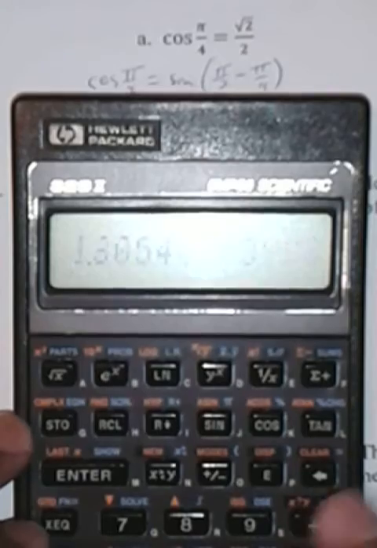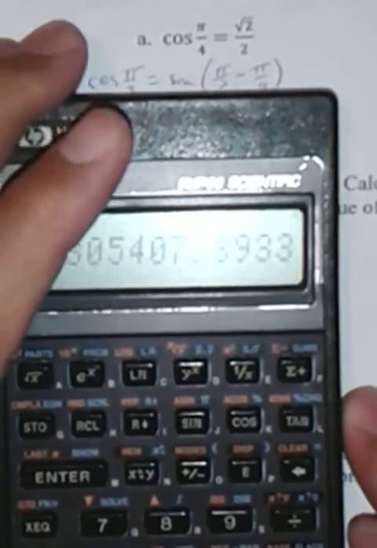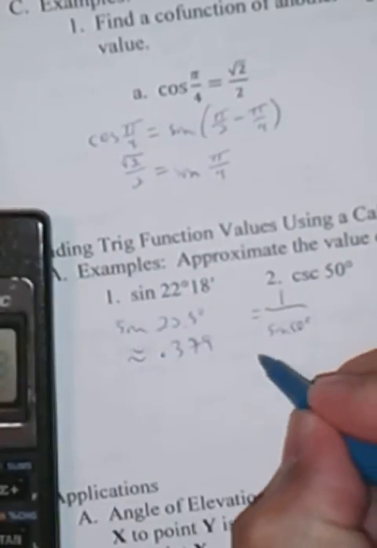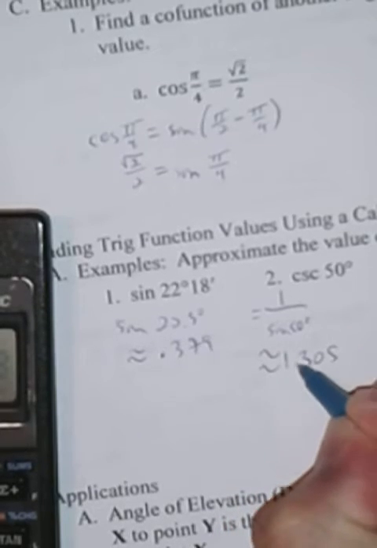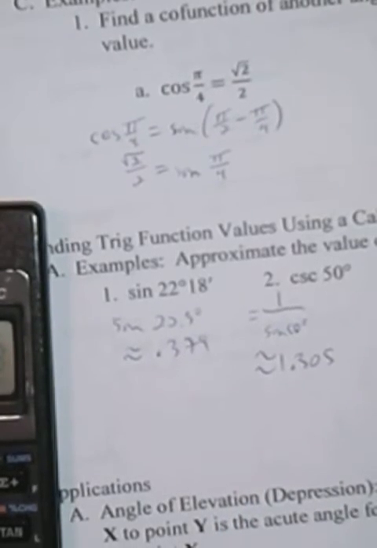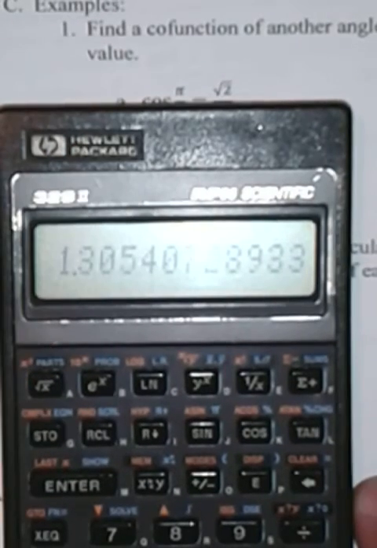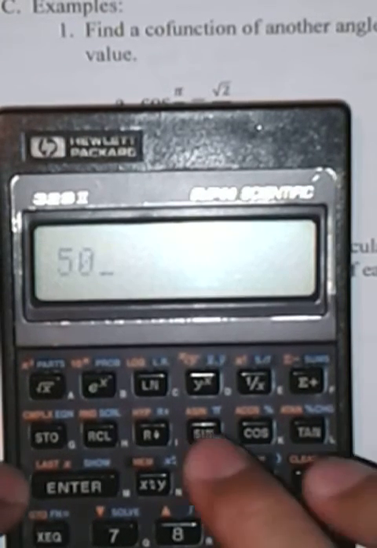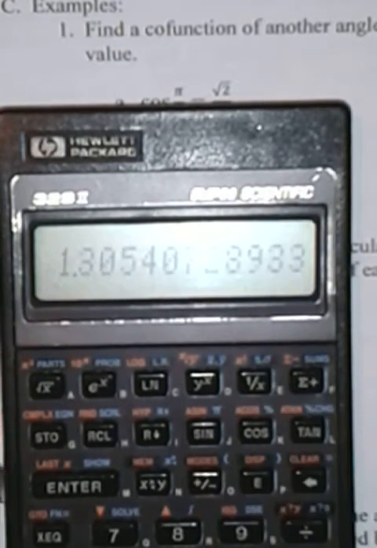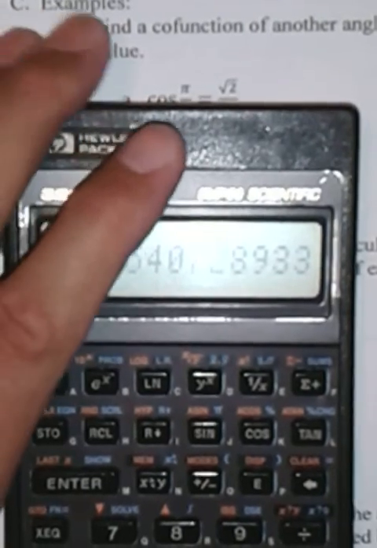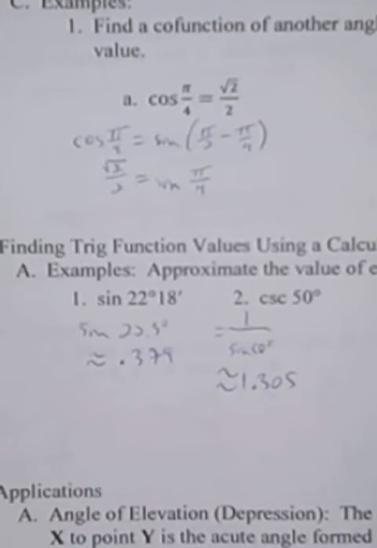1 divided by the sine of 50 is about 1.305. Okay, and some of you might have a calculator that has one. Oh, I do have 1 over x. Let's try that again. 50 sine, I have the sine of 50, and 1 over x is 1.305. Sorry about that. I should know my own calculator.